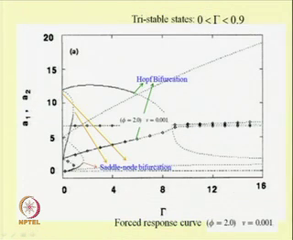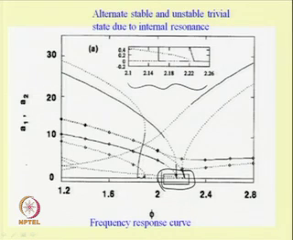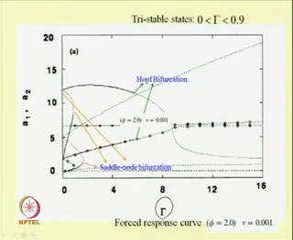So, this is the forced response. In the previous curve we have shown the frequency response. The frequency response is plotted with respect to A1, A2 versus the frequency for different system parameters. Here it is plotted with respect to this forcing parameter. So here also one can see several bifurcation points.